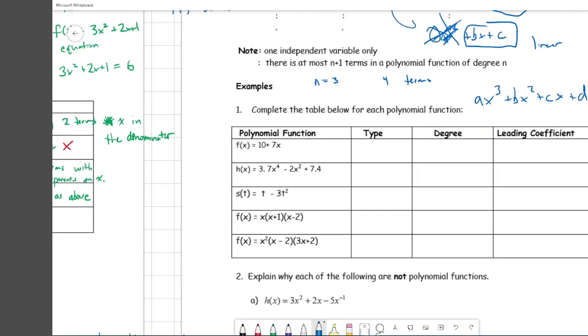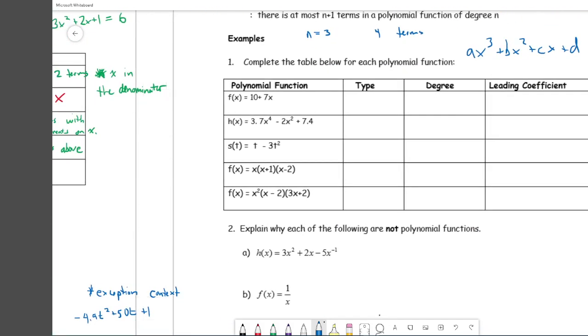So let's go through just again sort of getting the hang of this. How do you recognize these things? So again, if they're not in order, remember you want to put them in order. So what type is this? This is a linear. It is degree 1. Its leading coefficient is a 7. Recall, leading coefficient is the number attached to the x with the highest power.